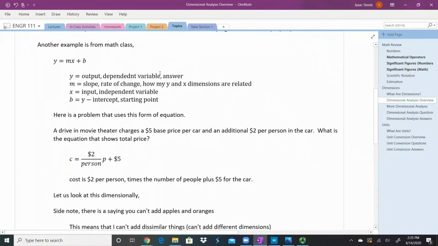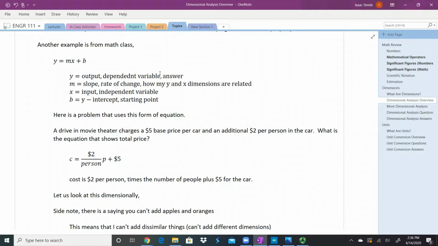So here's another example. In math class, we have the equation of a line, y equals mx plus b. And the y is going to be the output, m is the slope, x is the input, and b is our starting point or our intercept. So I have this equation. I came up with this one just off the top of my head. It's not a great problem or anything.